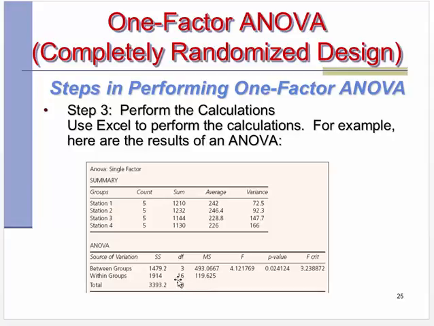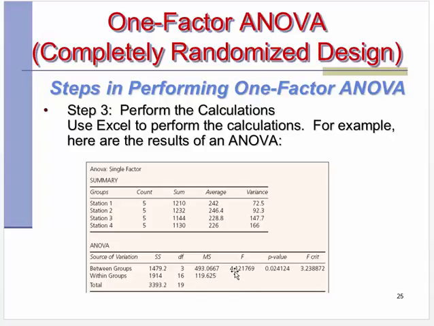And then you can calculate either way. N minus c, that's 20 minus 4, gives you 16, or you can use 19 minus 3 to give you 16. Either way. Then you need to calculate the mean squares. MSA equals 1479 divided by 3, which gives you 493.0667. MSE is 1914 divided by 16, which gives you 119.625.